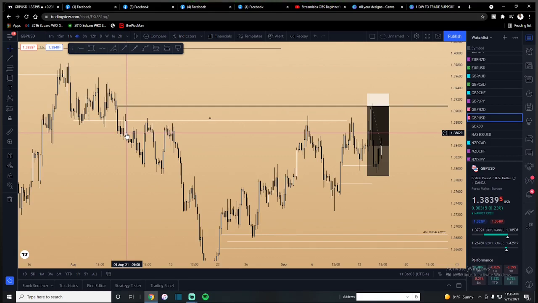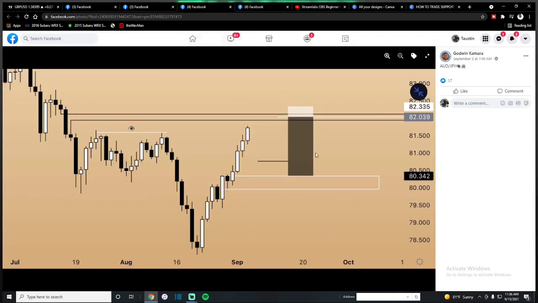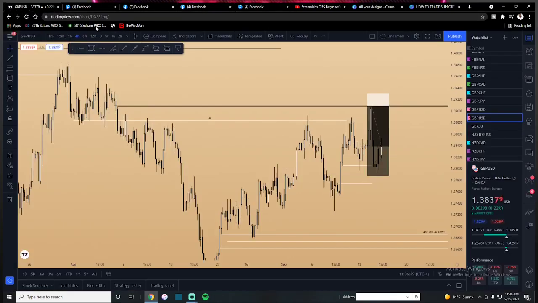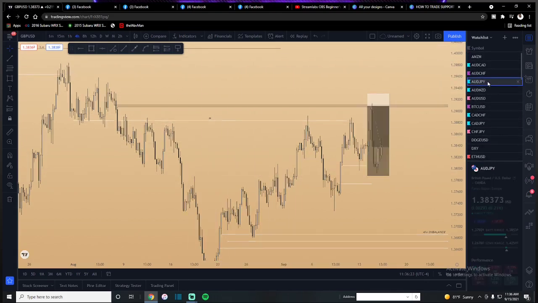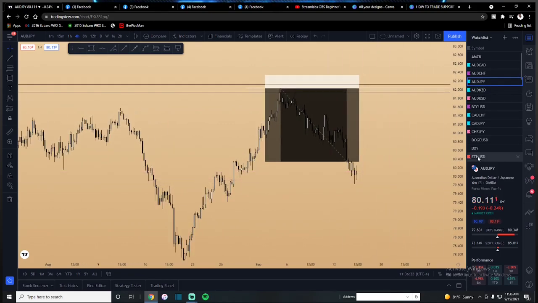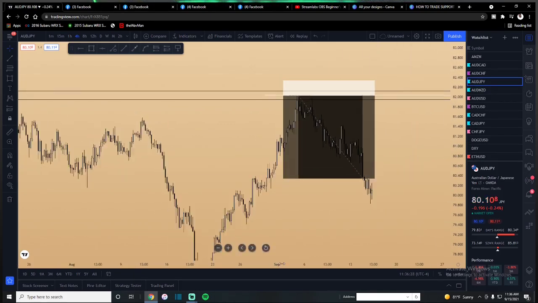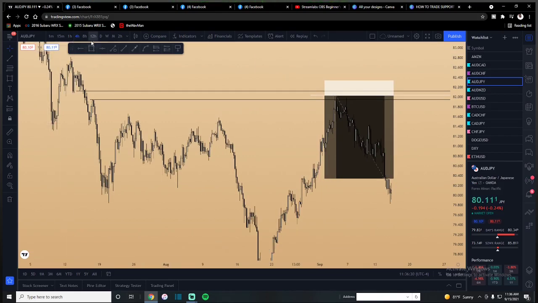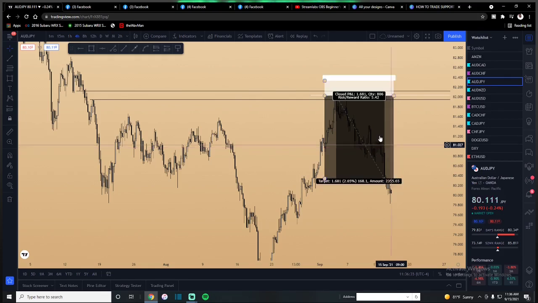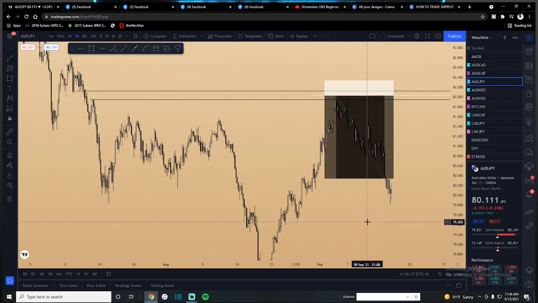Now let's look at another example that I posted in my group, AUDJPY, and that is still falling like it's nobody's business. Posted September 3rd. So now let's look at AUDJPY. It's still selling off. For people who may ask, I'm not really a swinger, so I've been out of this trade. Those who are swinging this, good for them, but I've been out.